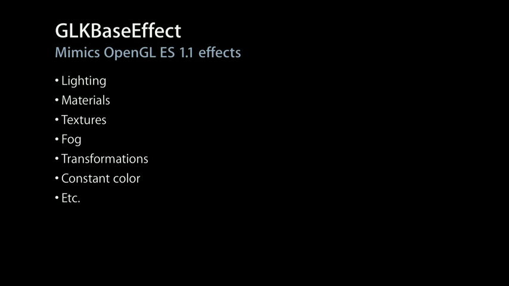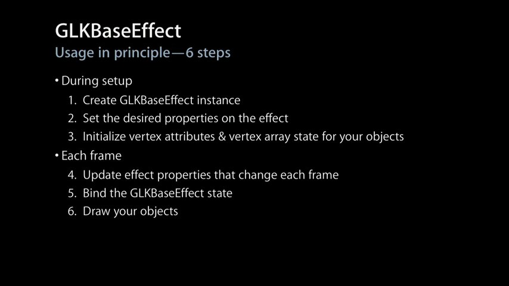It supports up to 3 lights, and each can be directional, point, or a spotlight, each with its own transform and color and so on. Then there can be materials for each object, 2D and cube map textures, fog, a transformation stack, and a lot more. So using the base effect breaks down into 6 steps. There's 3 things we do during the setup of the effect, and then 3 things we do each frame.